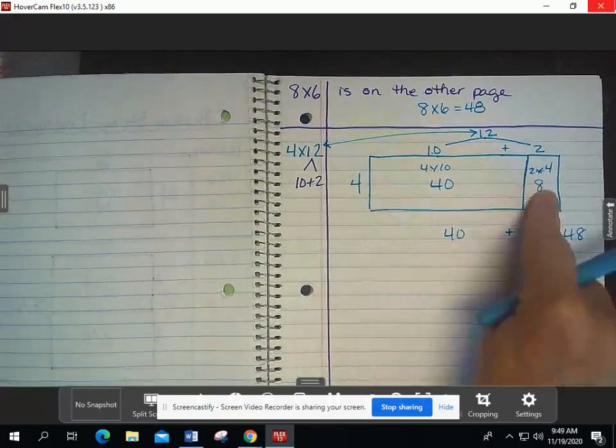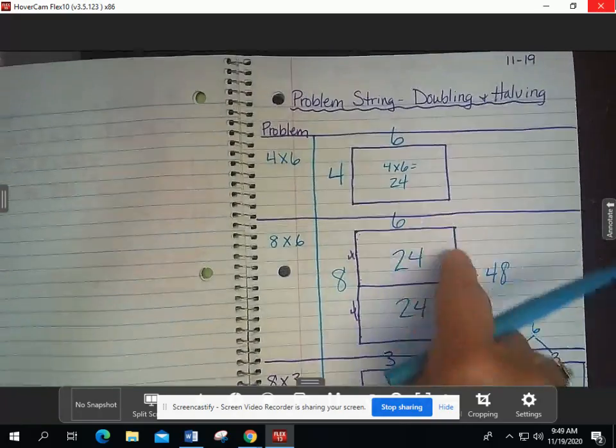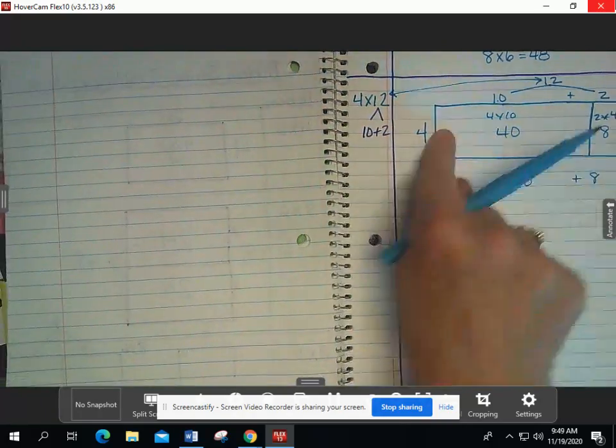So if we look at this, it sure looks different than that, doesn't it? This looks different than that.